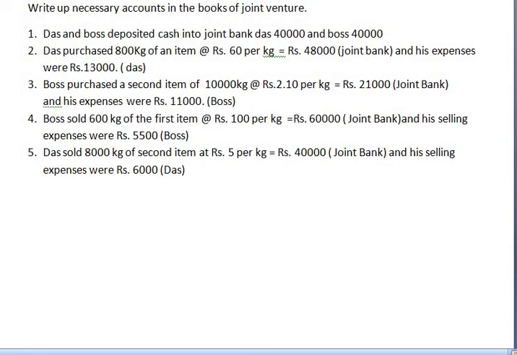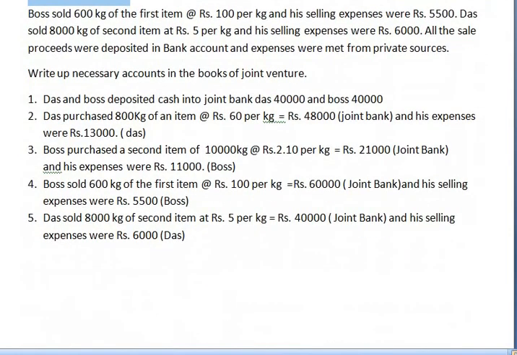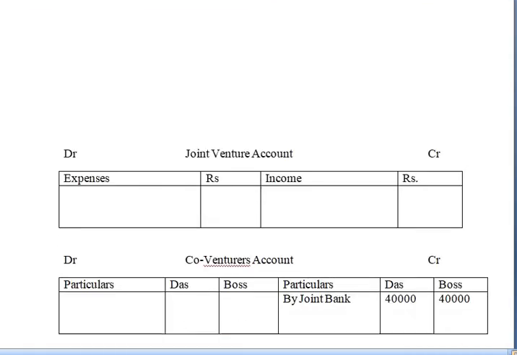Now come to second transaction. What's the second transaction? Das purchased 48,000 worth of material, and these purchases were made through joint bank account, because ಅವನೇ ಹೇಳಿದಾನೆ expenses were met from private source, purchases were paid from bank account. So here Das purchased 48,000 worth of material. So purchases payment should be made through joint bank. So here this is expenses in joint venture account to joint bank.